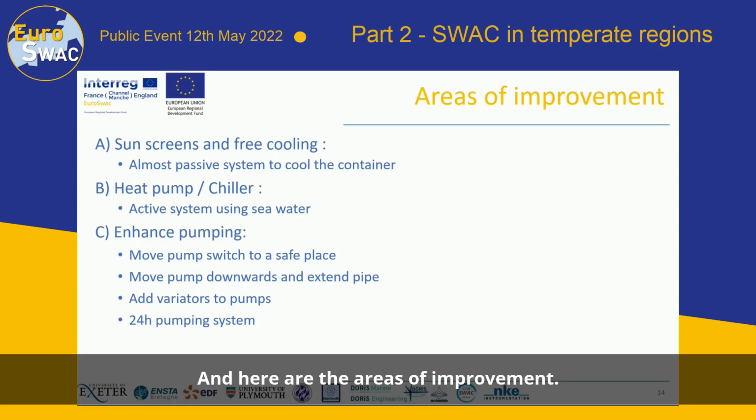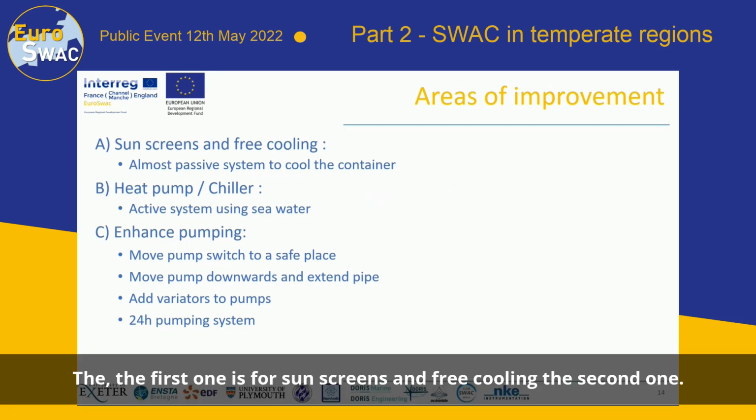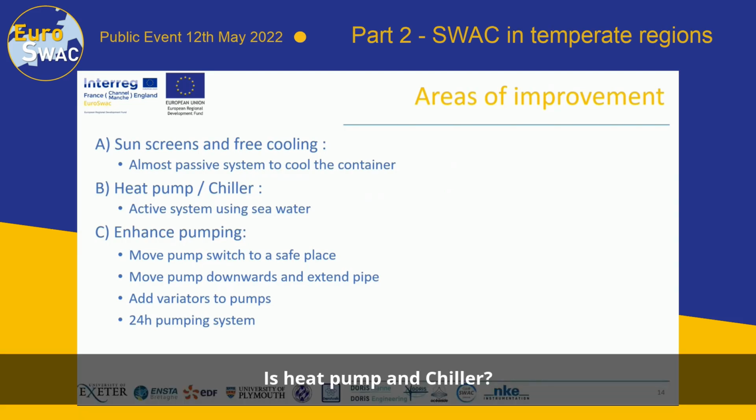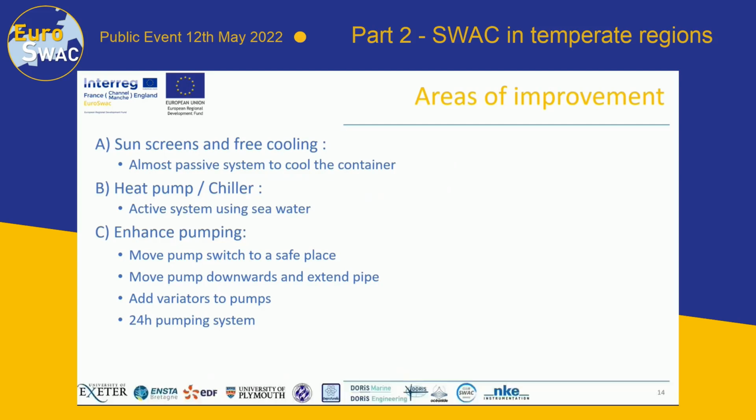And here are the areas of improvement. The first one is for sunscreens and trickling. The second one is heat pump and chiller. And the third one is enhanced pumping, but I will not talk about the third one today.